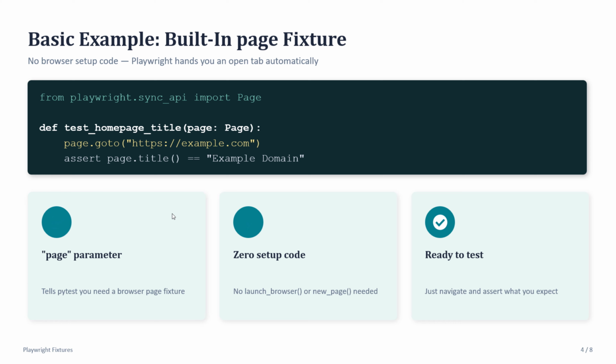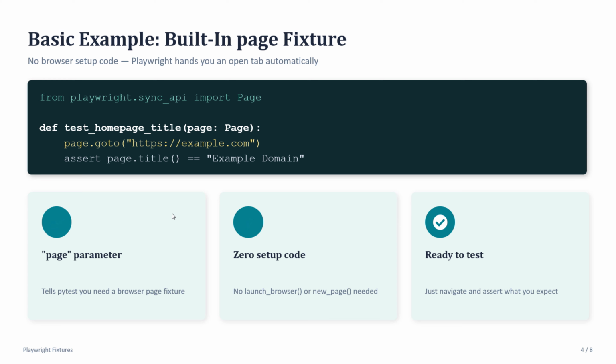Again, zero setup code, no need to use methods like launch browser or new page. You directly have a fresh page for your test. So you are basically ready to test. You just navigate and go through your application, assert, and you are done. That's how easy it is when we are working with the Playwright fixtures. And most people don't know that this page, even the browser, are built-in fixtures.